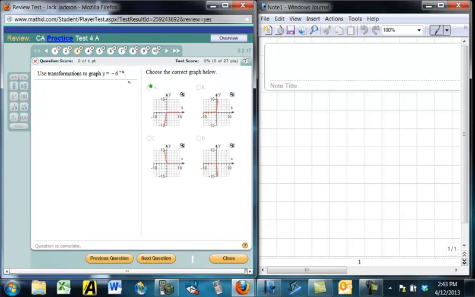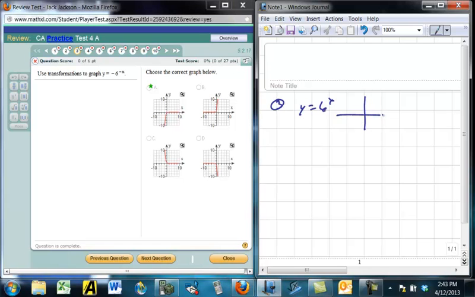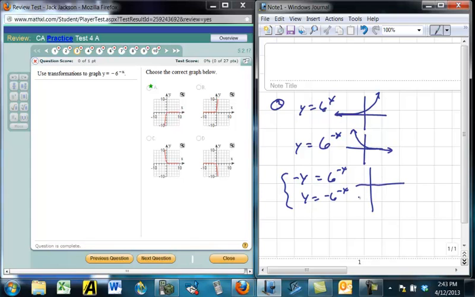All right, now this one, we can think of transformations. We can think of y equals 6 to the x, which would be a base bigger than 1, our basic exponential. But when you make it 6 to the minus x, that's going to reflect over the y-axis, so now it's actually an exponential decay. Then, if we go minus y equals 6 to the negative x, or in other words, y equals negative 6 to the negative x, then we've reflected it over the x-axis when we change the sign on y, so it's coming up to an asymptote of the x-axis on the right, and the one that looks like that is A.